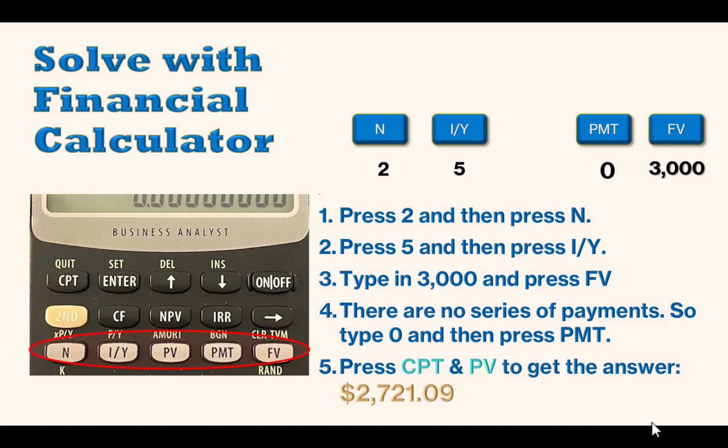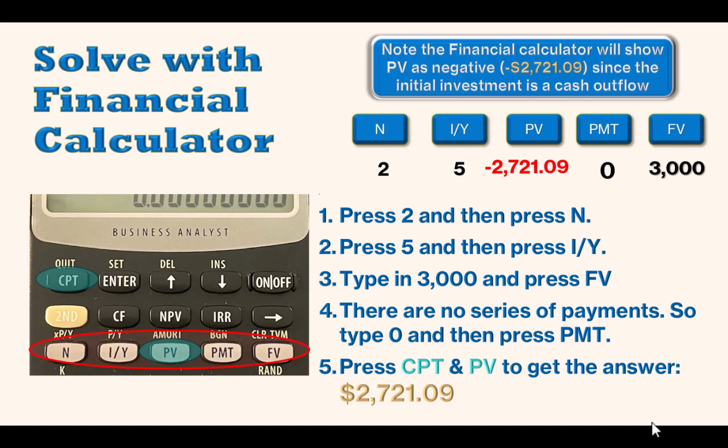All right, then press compute, press CPT. It's up here. Let me show you. Right there, you see that green light flashing on the calculator screen over there on the left, the CPT button. So press CPT, which is us asking the financial calculator to compute, and then press PV, present value. So we're asking the financial calculator to compute present value. That's why we press CPT and then PV to get our answer. And we'll see that the answer output is $2,721.09.